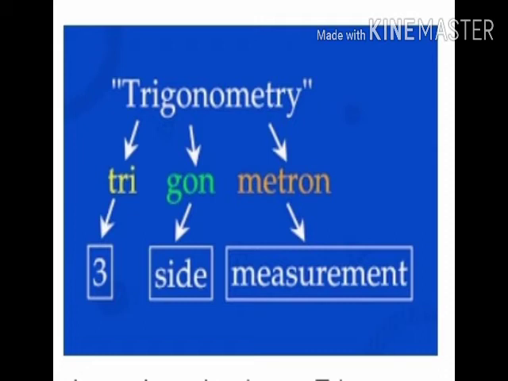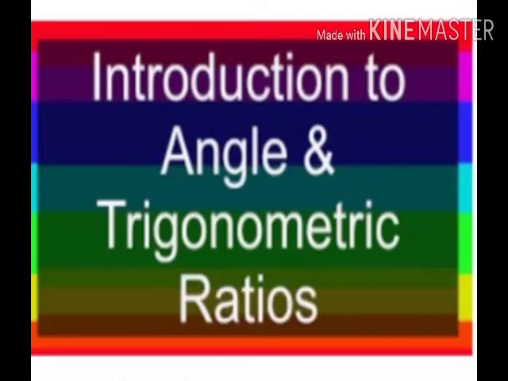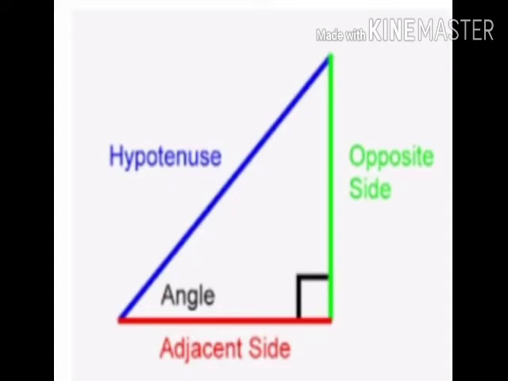How to measure three sides of a triangle? Listen, trigonometry is the relation between triangles and their side measurements. Often we are using right angle triangles. Using these three sides, we are going to introduce what is an angle, and with respect to this angle, how we can define trigonometric ratios.